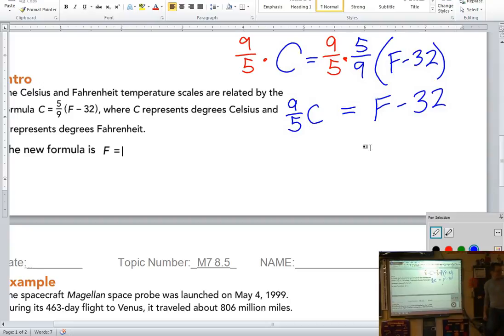And Atticus, the last thing I need to do to get my F by itself there is get rid of what? What else is with the F? Well, the minus 32, how do we get rid of that? What's the opposite of subtraction? So we want to add 32 to both sides.